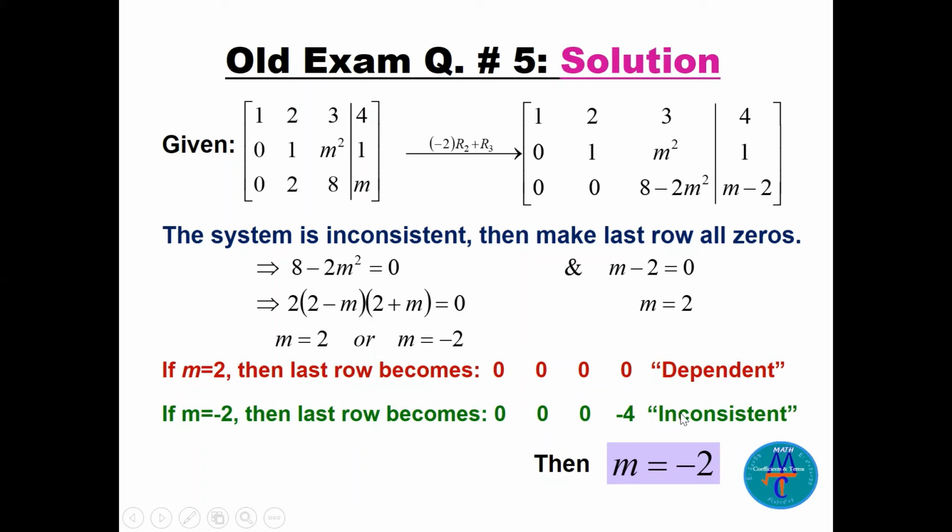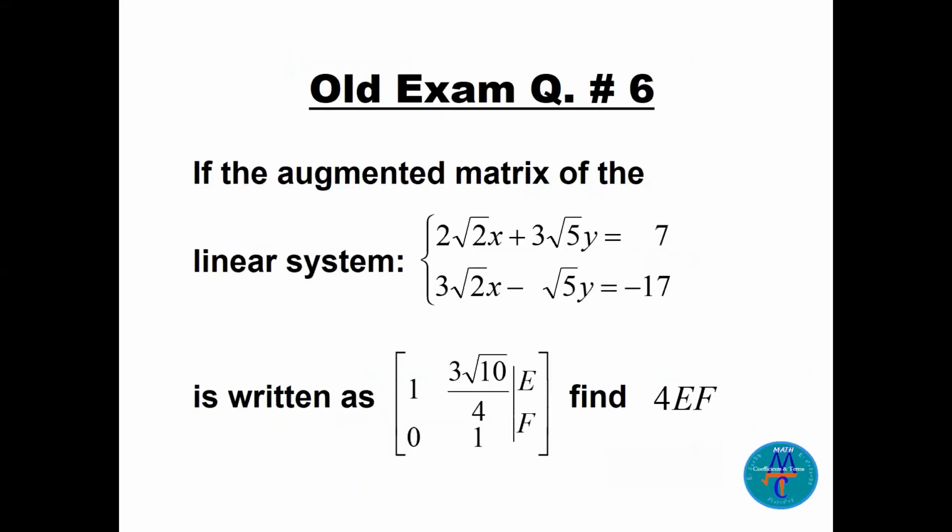This is inconsistent. So now here you check the values of m that will make for sure all zeros except the last number here. So it will be 0x plus 0y plus 0z is equal to a number. It can be positive or negative or a fraction, but not 0. So this is inconsistent. So the only value we can take for m is minus 2. Now let's see question number 6.